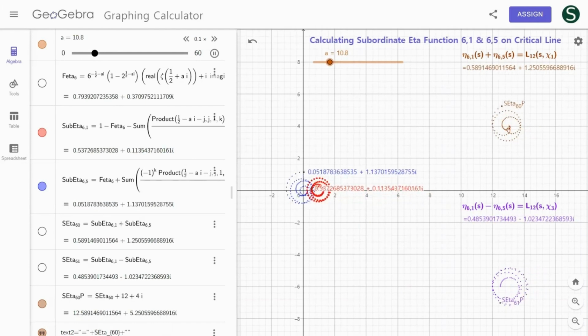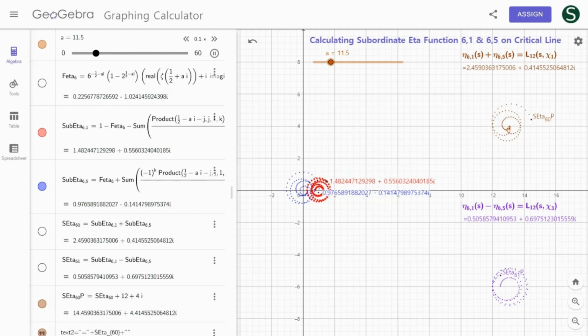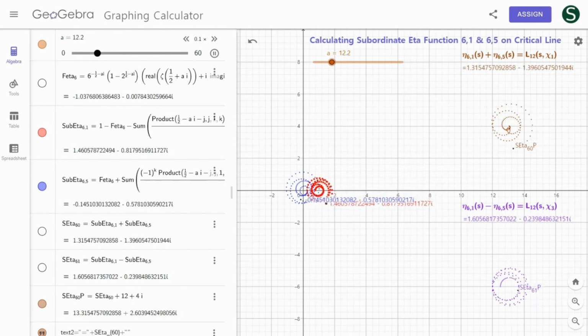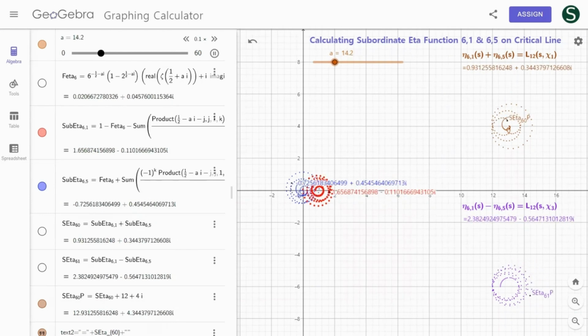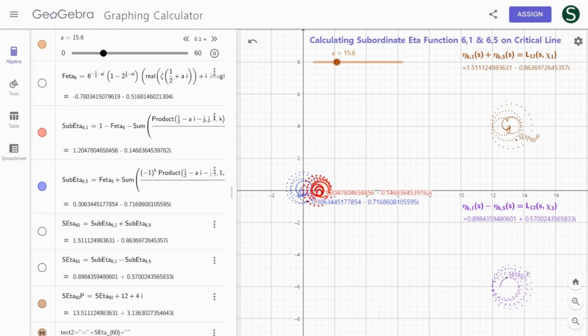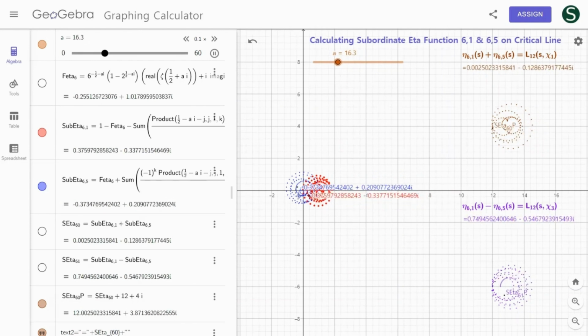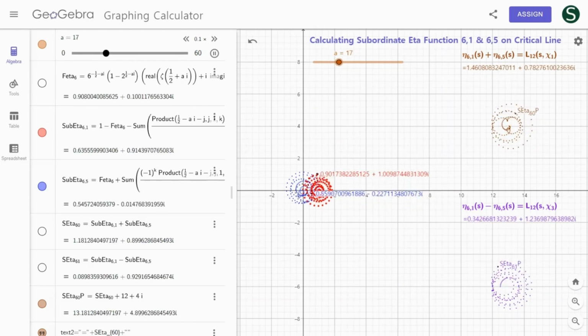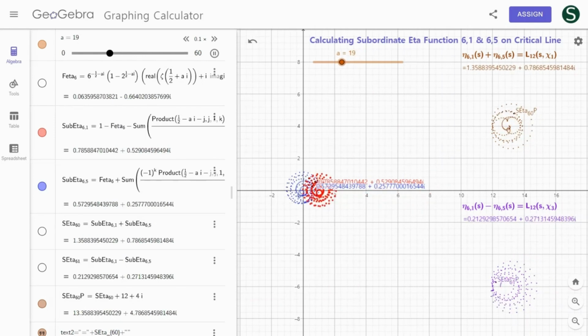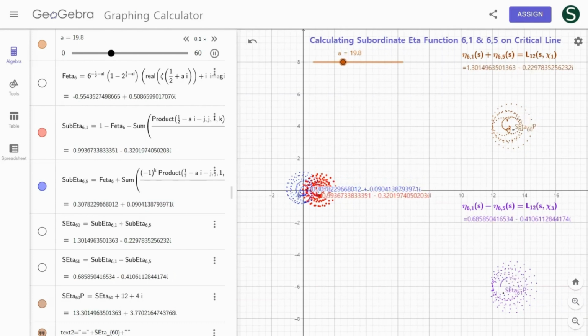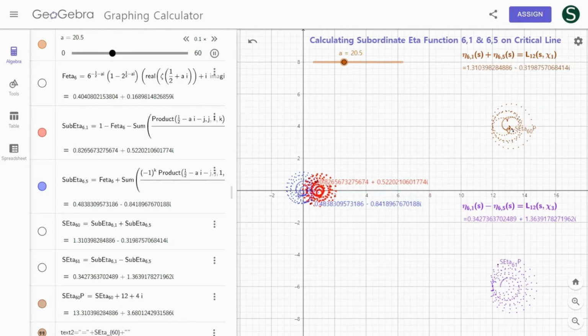zeta function 12,7, and the subordinate eta function 6,5 is equal to the subordinate zeta function 12,5 minus subordinate zeta function 12,11. The sum of the subordinate eta functions 6,1 and 6,5 is equal to the L function chi1 of mod 12, and the difference between the subordinate eta functions 6,1 and 6,5 is equal to the L function chi3 of mod 12.